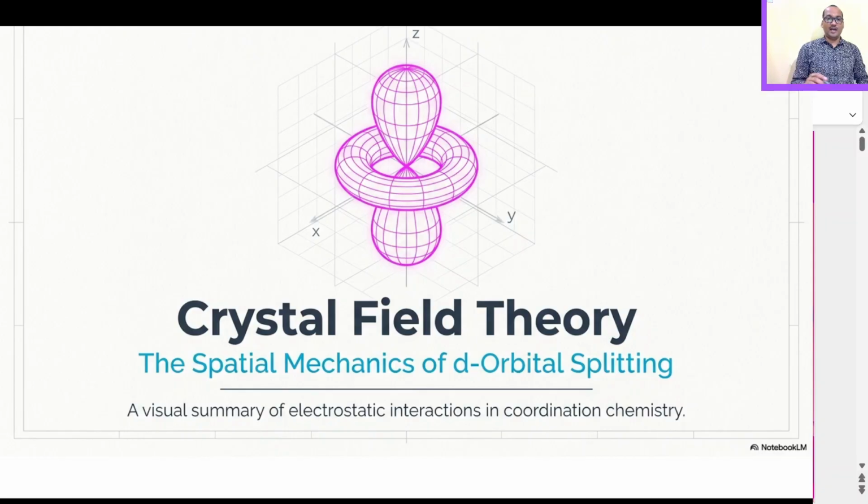So this is how the dz square orbital looks like. So this is the 3D structure. So this crystal field theory will tell us the spatial mechanics of d orbital splitting in different ligand fields.